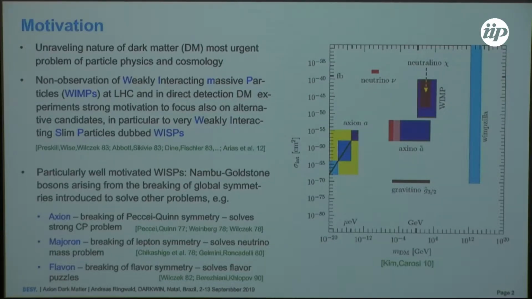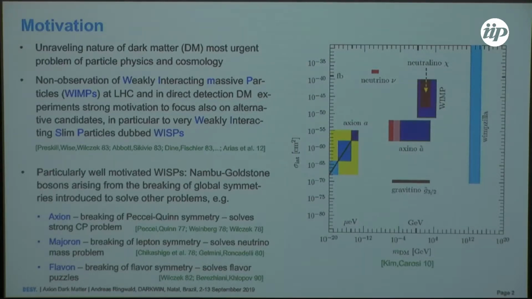So I think we are all here because we think that unraveling the nature of dark matter is at the moment the most urgent problem of particle physics and cosmology. And moreover, the non-observation of WIMPs at the LHC and in the direct detection dark matter experiments gives a strong motivation to focus also on alternative candidates, in particular very weakly interacting slim particles dubbed WISPs.